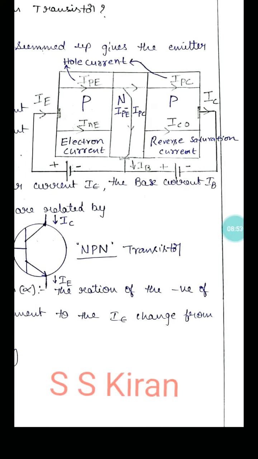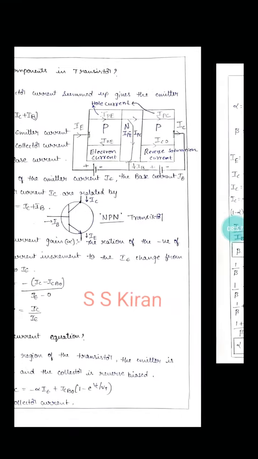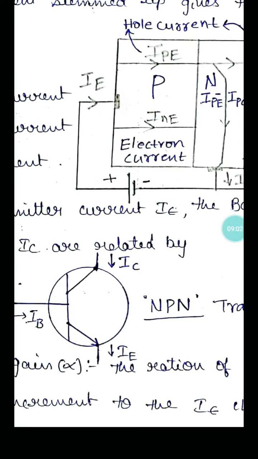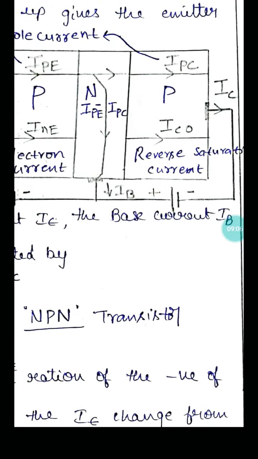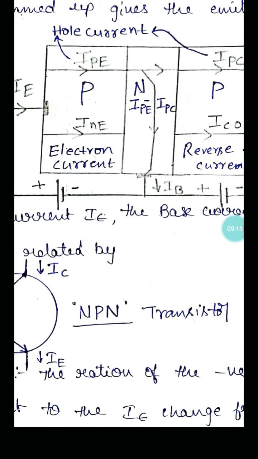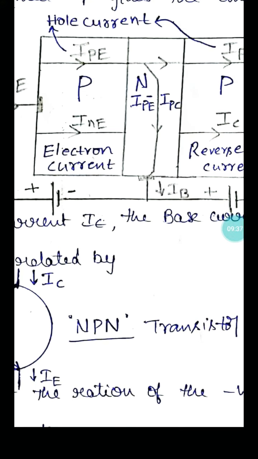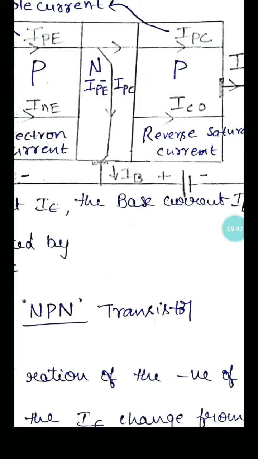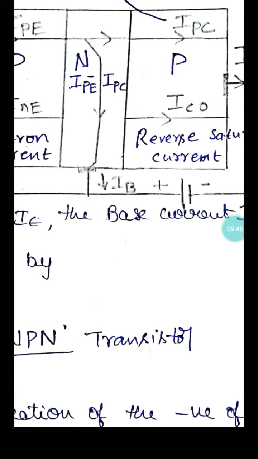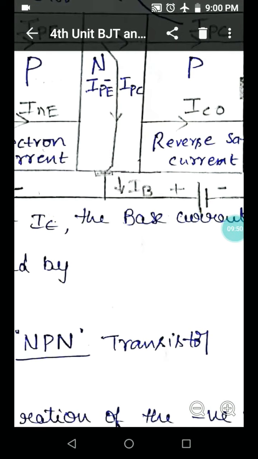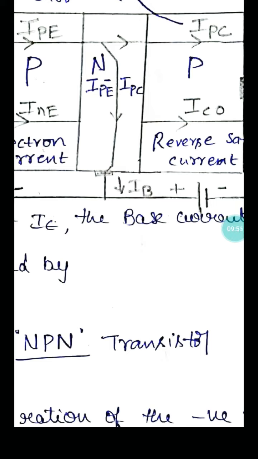Here, since the question is to discuss current components in the transistor, we can expect hole current in the P type regions. There are two bands, the conduction band and the valence band. Majority charge carriers in the P region are holes. Minority charge carriers in the P region are electrons, so we can expect a very small electron current. At the same time there is the reverse saturation current, called ICO. Coming to the base, we can expect IPE minus IPC, where IPE is the hole current and E means emitter.